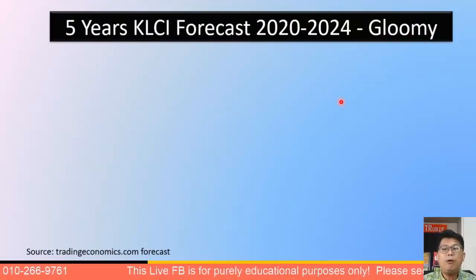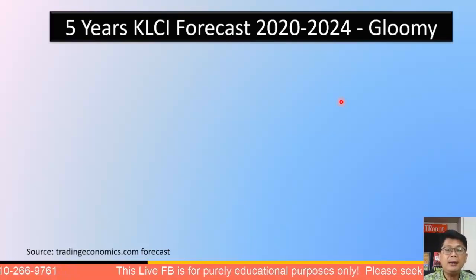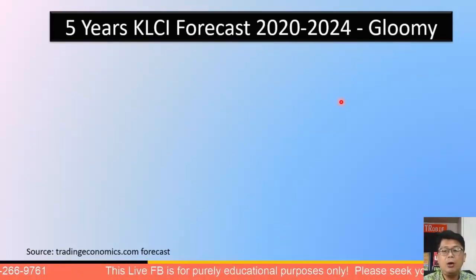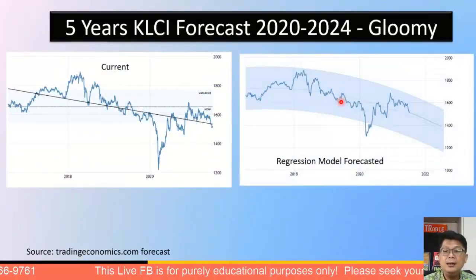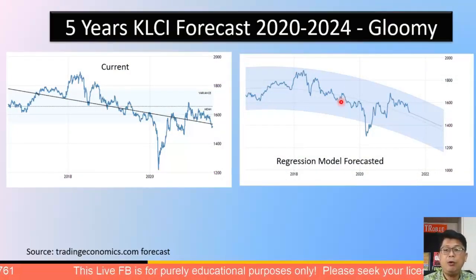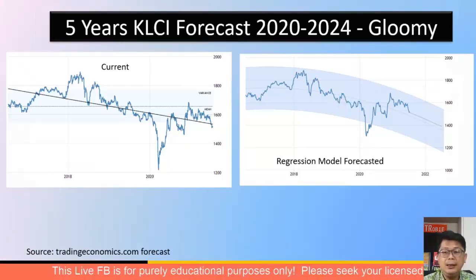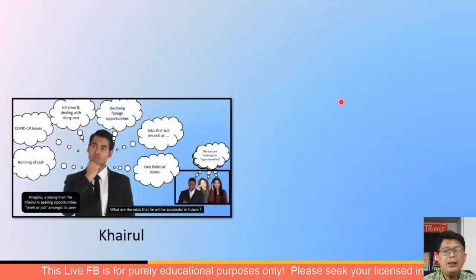Even going forward for 2024, mathematically, this was from tradingeconomics.com, the 5-year forecast continues to paint a very gloomy picture, which is a continued downtrend from here. The regression model is pointing to more downside in here. So where are we leading to?